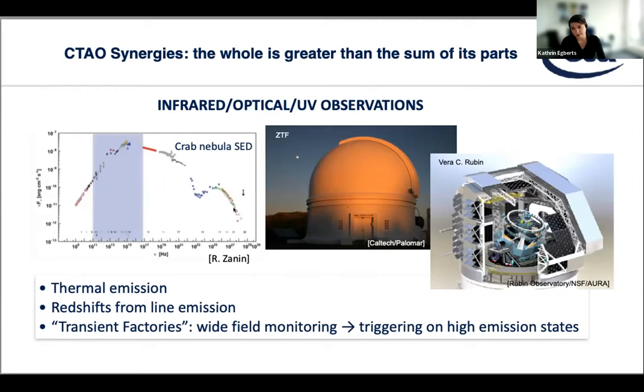And it is, of course, a crucial ingredient when it comes to really understanding what is going on in these objects. The other thing that I would like to highlight here is the role of transient factories. As soon as you have wide field monitoring, it means we can receive input on high emission states. Now, Antonio has already explained that the CTA field of view is rather limited. So we do need instruments to trigger us, to tell us something interesting is going on there. If you have high optical emission states, this could be something interesting to follow up with, or for AGN observations, to see if we can observe an AGN flare there.